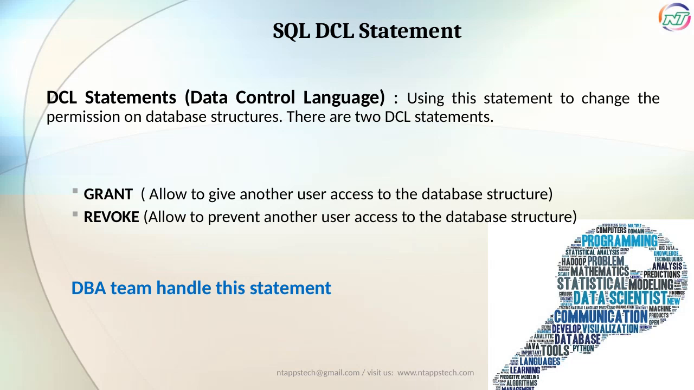In SQL, Data Control Language, or DCL, is used to manage permissions on database structures. There are 2 main statements in DCL: grant and revoke. The grant statement allows one user to give another user access to certain parts of the database, such as tables or views. On the other hand, the revoke statement is used to remove or prevent access that was previously given to a user.